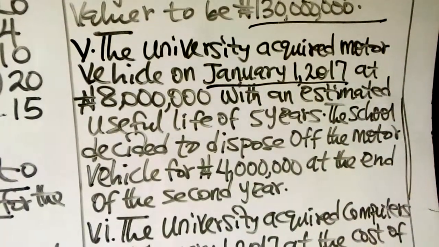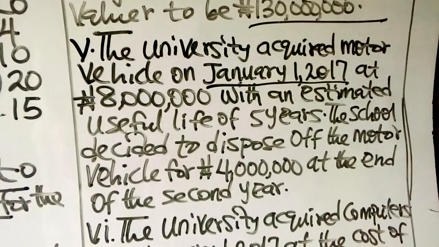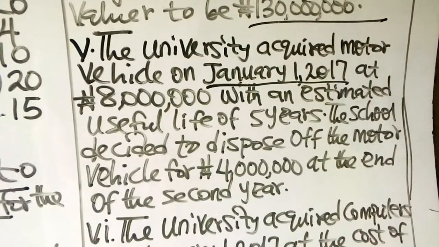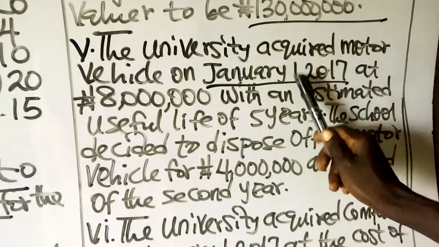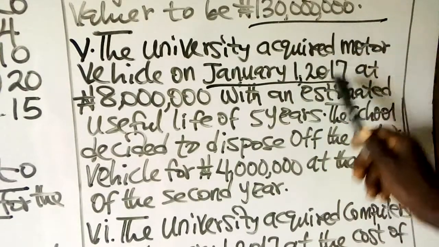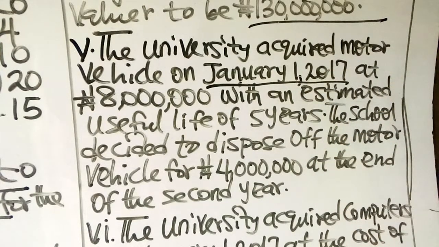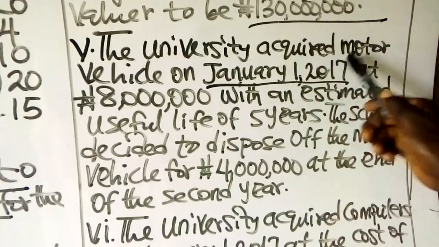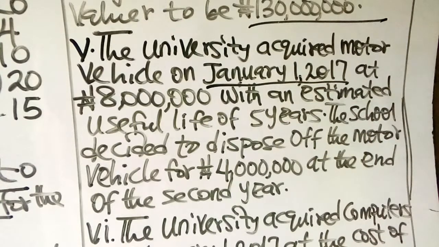Notice the current accounting period is 2018. And this means that this motor vehicle has been acquired at the beginning of the previous accounting period. That means the carrying amount of this motor vehicle will be in the current year financial statement. By the carrying amount, I mean the cost less accumulated depreciation to date. That means this motor vehicle that has been acquired since the previous accounting period will have been depreciated in 2017. That is the first year.